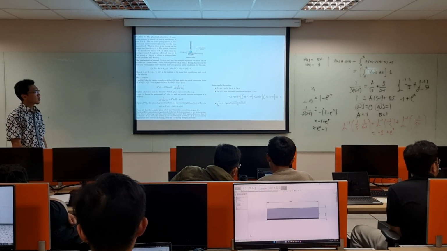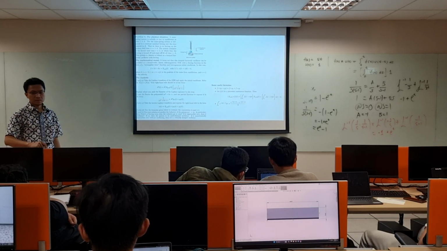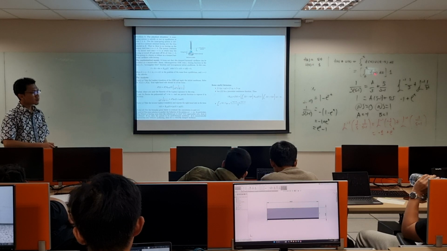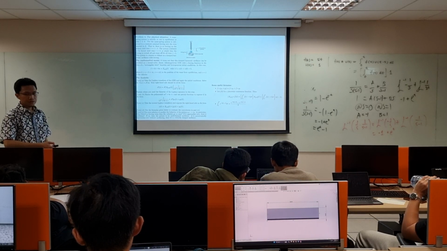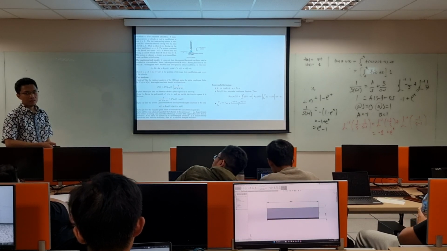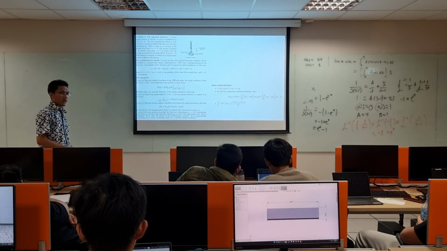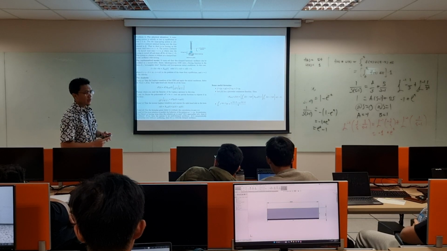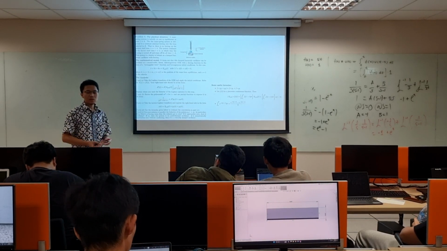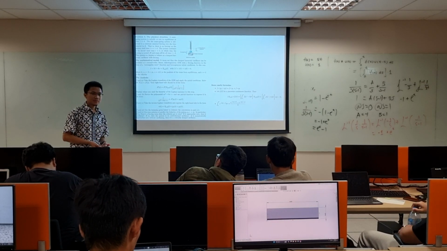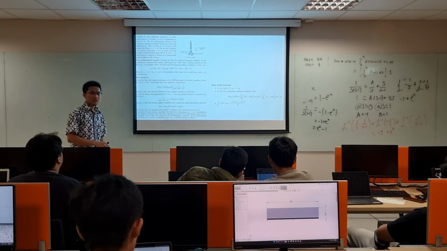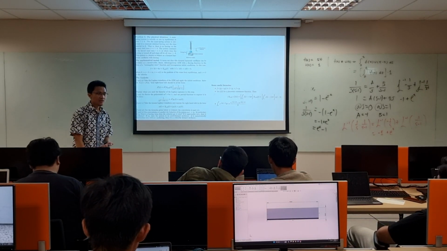Cheat sheet. Laplace table. You only have the Laplace table with you, right? So the cheat sheet on the S-shift theorem will not be given. S-shift theorem, T-shift theorem, convolution integral formula will not be given, but you can bring the Laplace table. Laplace table only.